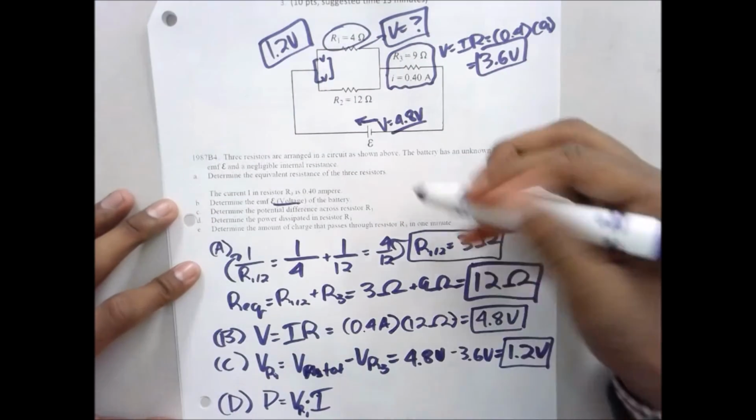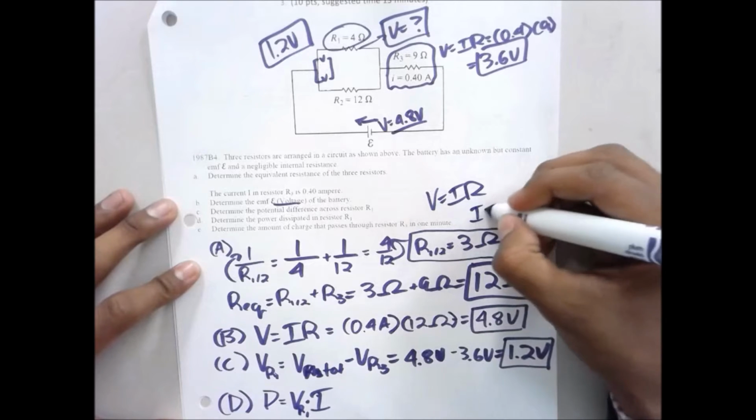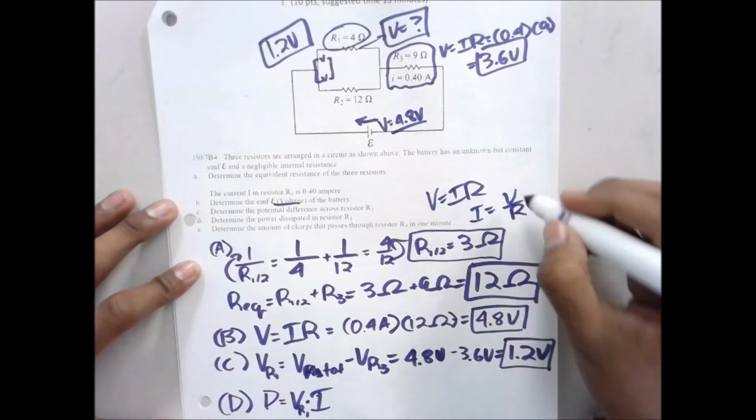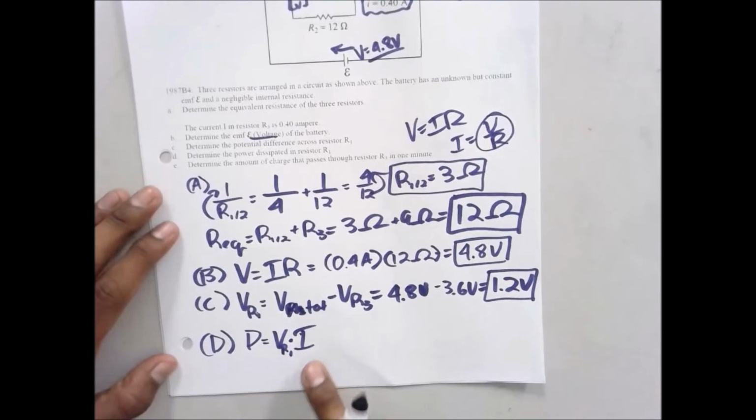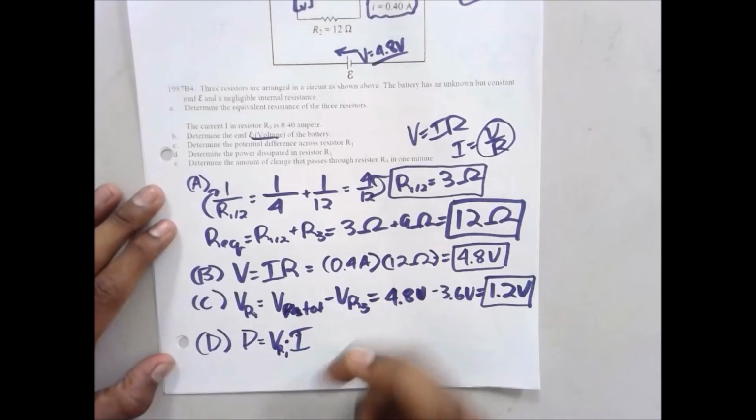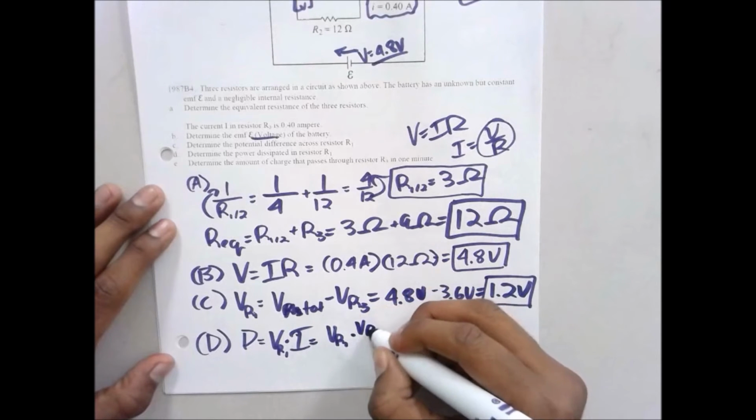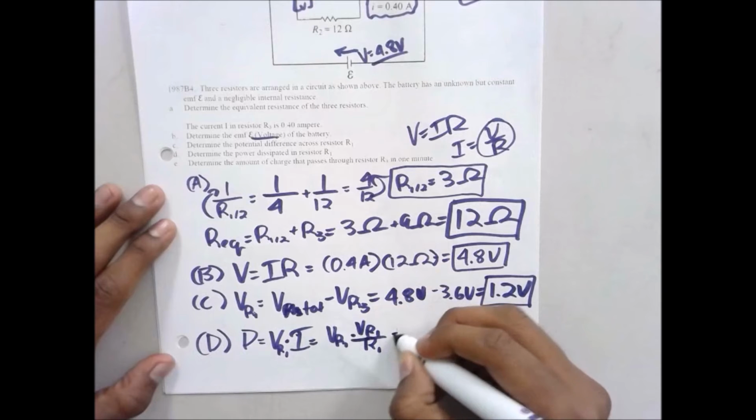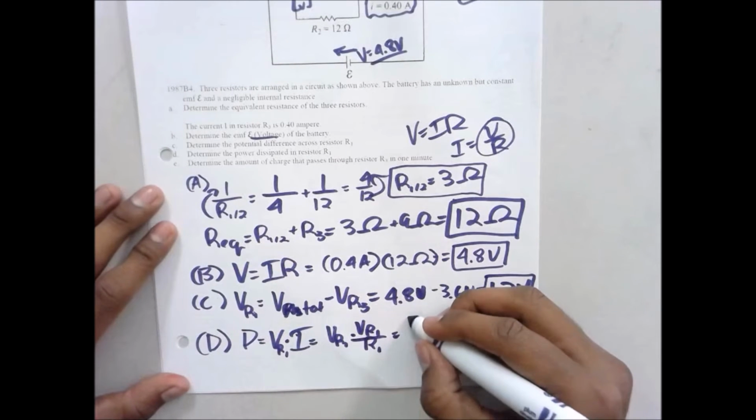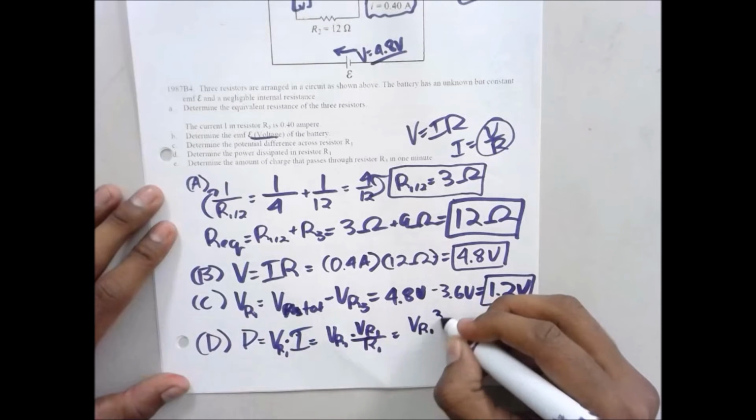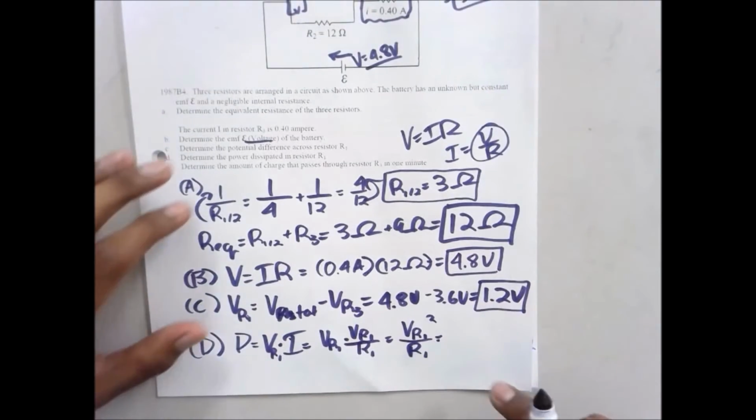Now, I could do that, or I could just do V is equal to IR, solve for I is equal to V over R, and substitute V over R into this expression down here, because we know that I is equal to V over R. So let's do VR1 times VR1 over R1. Because I have all these variables, I could solve for the current, but might as well just do everything in one step. So VR1 times VR1 is equal to VR1 squared.